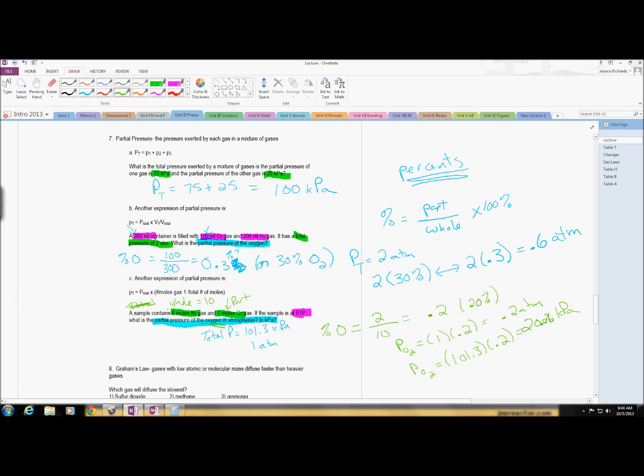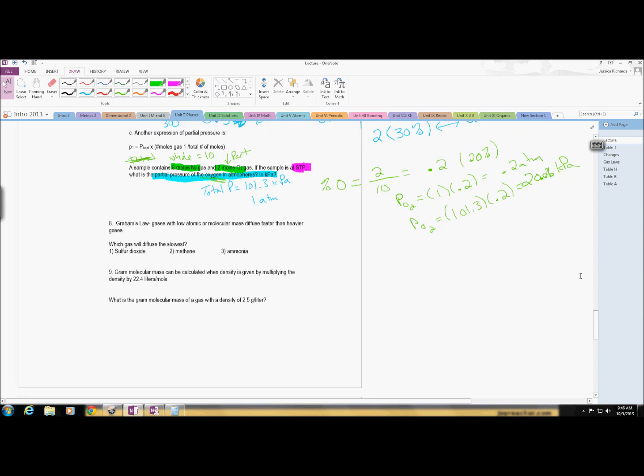If most of the mixture is nitrogen, most of the pressure should come from nitrogen. So I should have a number that's pretty low for the oxygen. It is a relatively low portion. I probably did my math correctly. Last couple of pieces here.